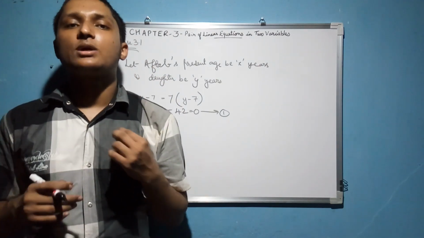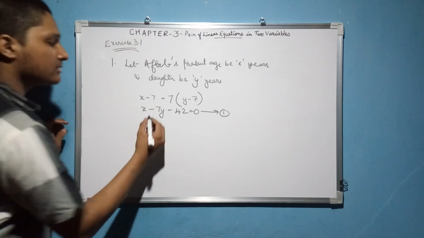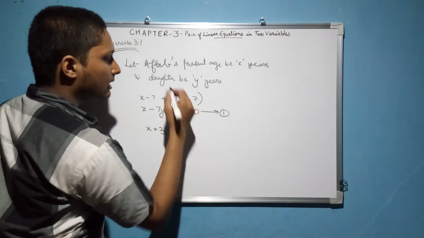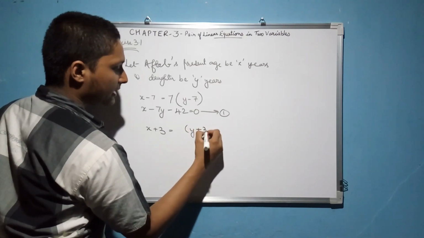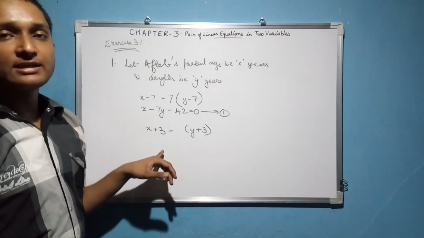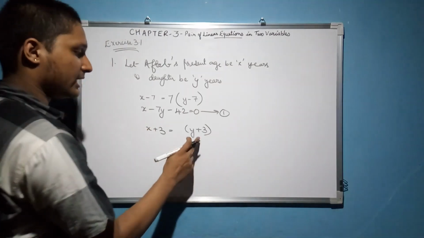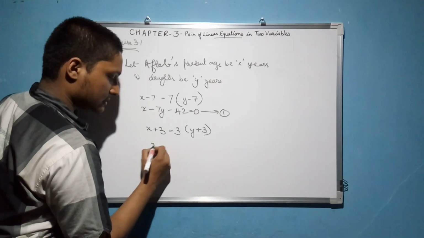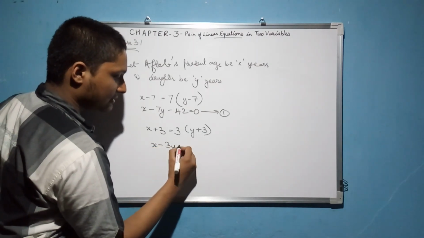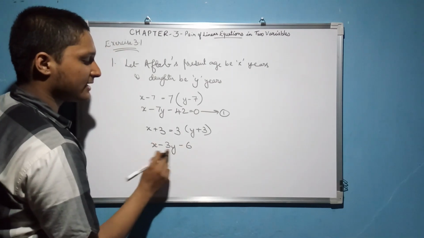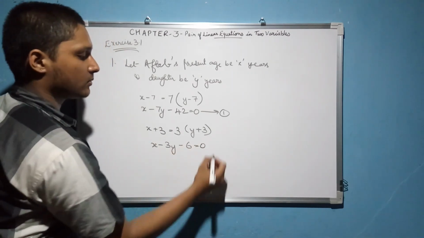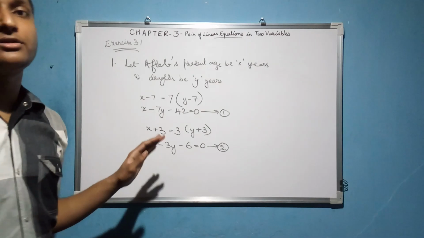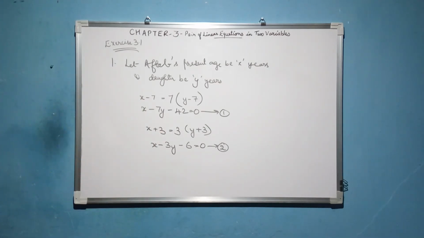So now we need to speak about what is 3 years later. 3 years later, age of Aftab becomes x plus 3, and her age, that is daughter's age, comes to be y plus 3. Okay, now it is given that age of Aftab becomes 3 times the age of his daughter. So it is going to be like this. So how do you represent this? Just by rearranging here and there, you can make out that this becomes x minus 3y minus 6 is equal to 0. So this becomes the second equation. Okay, so this much is all about the formation of the equations from the given statement.